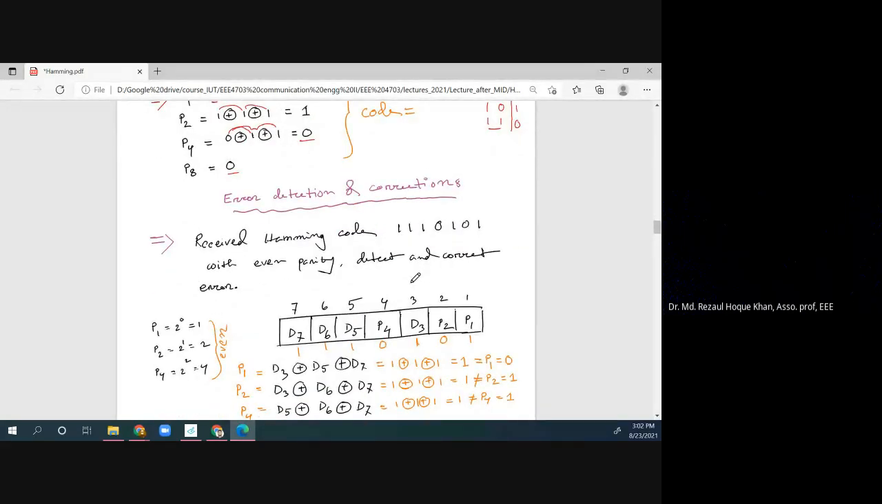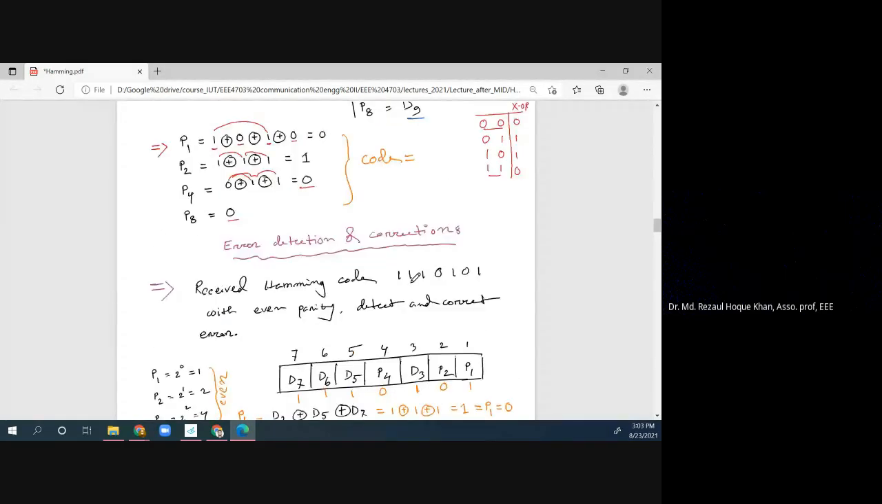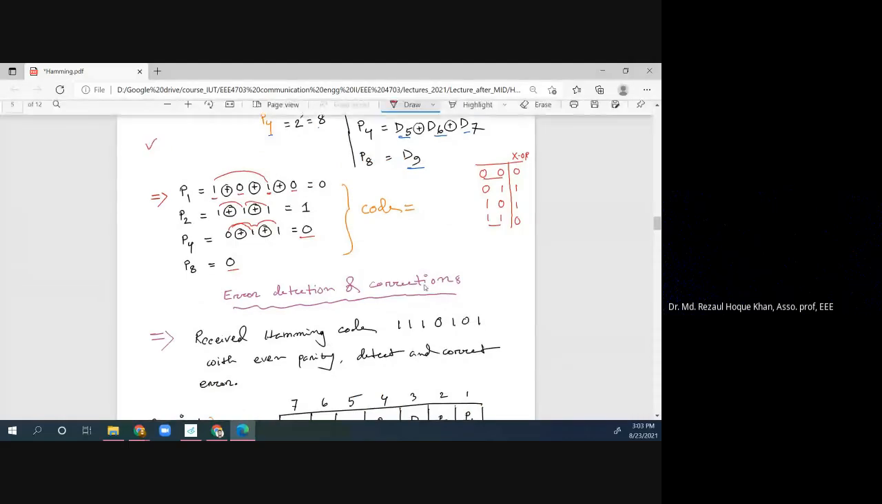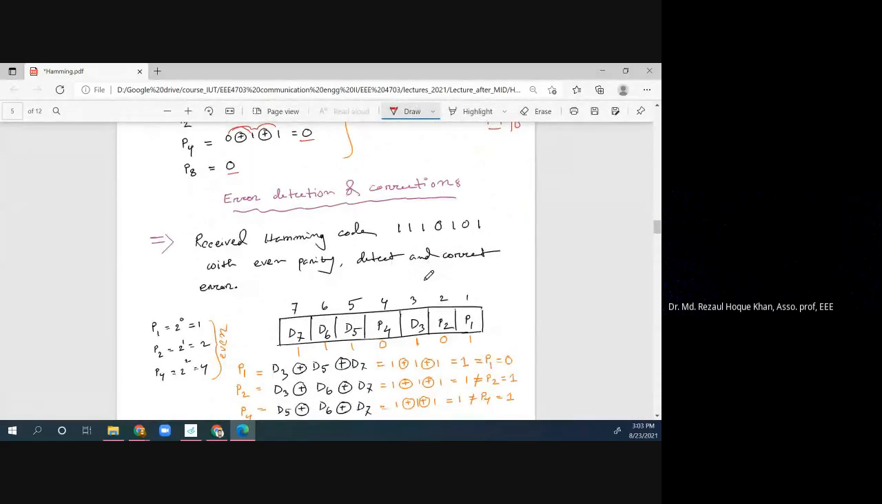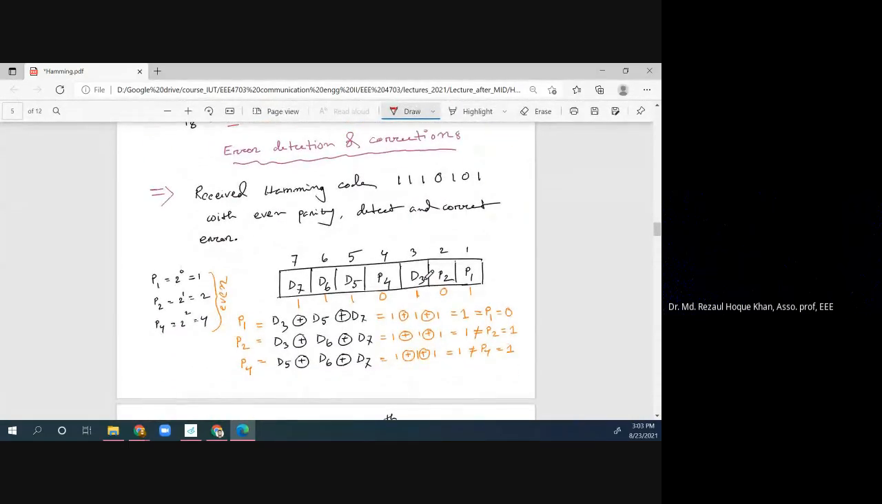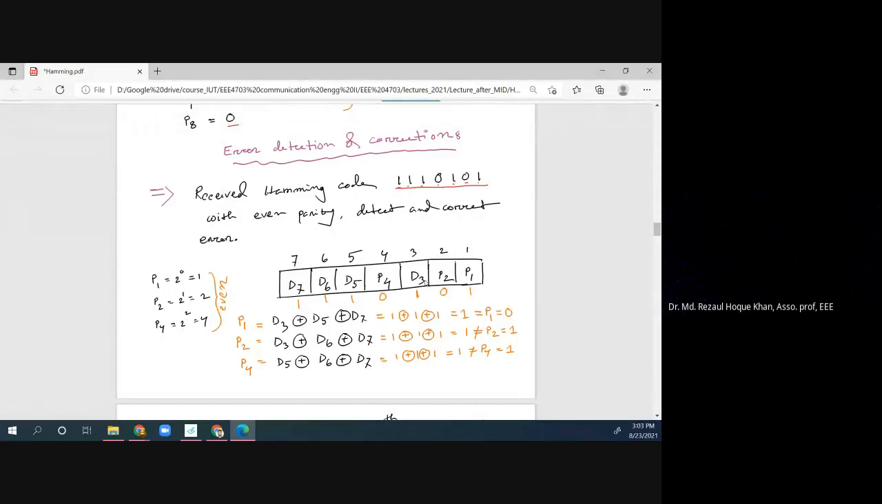Now, how to detect an error? We are generating the code this way. So here is an example. I'm not giving you theory, guys, I'm giving an example. If you understand the example, you understand the theory also.